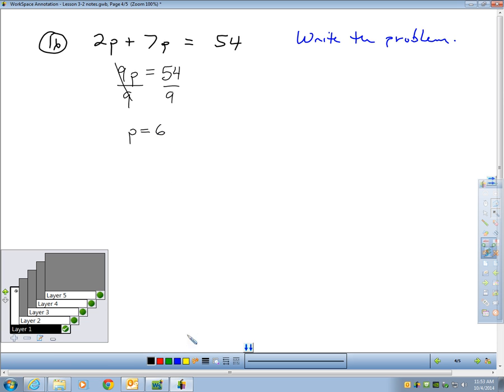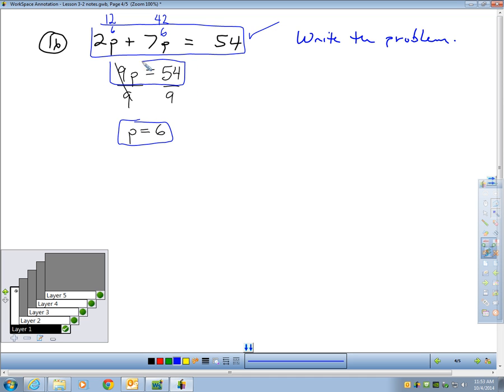Now let's check. P is 6. Let's go back to my original equation. I plug in a 6 here and a 6 here. 2 times 6 gives me 12. 7 times 6 is 42. 12 plus 42 does give me 54. It checks there. And if I go to this equation, 9 times 6 is 54. Do you notice I have all equivalent equations? I'm doing my work right.